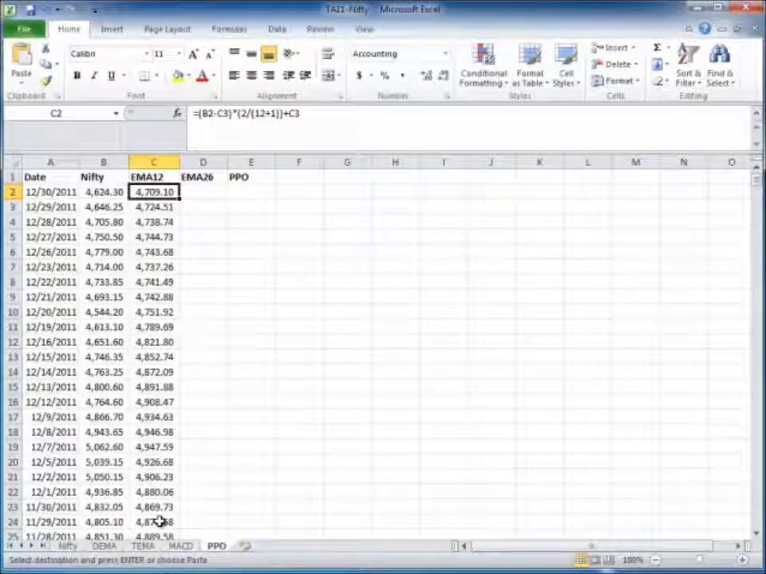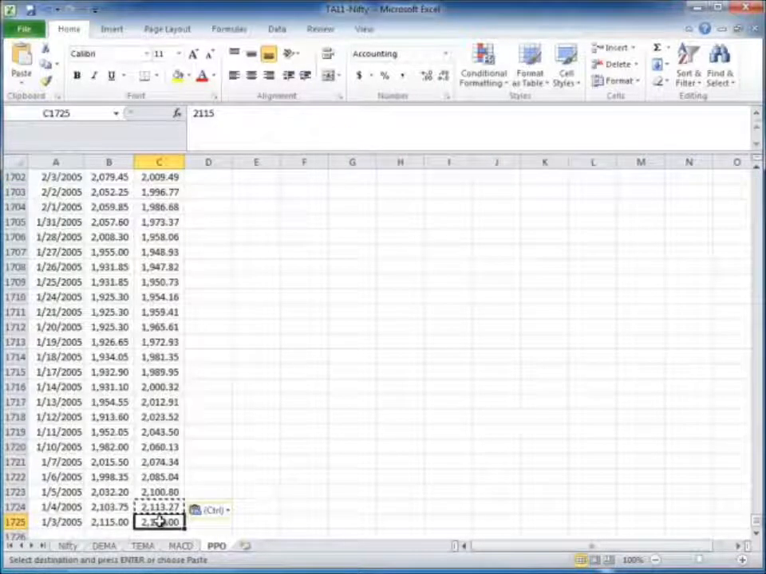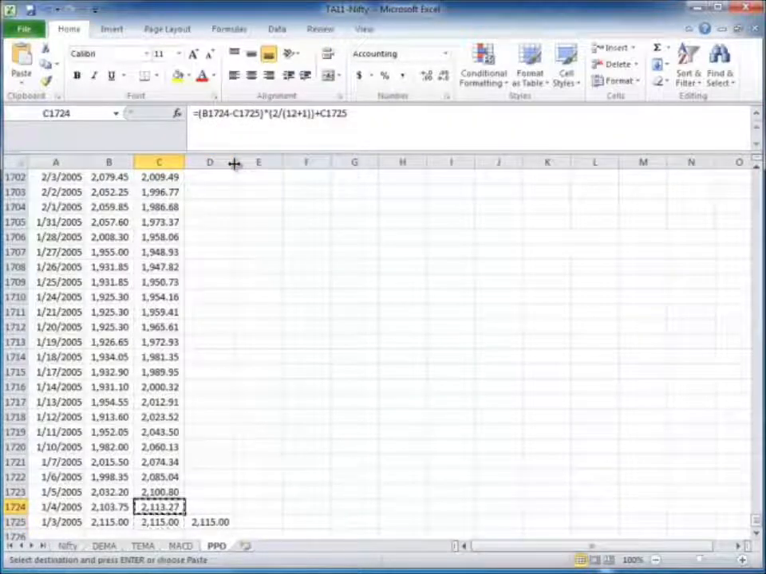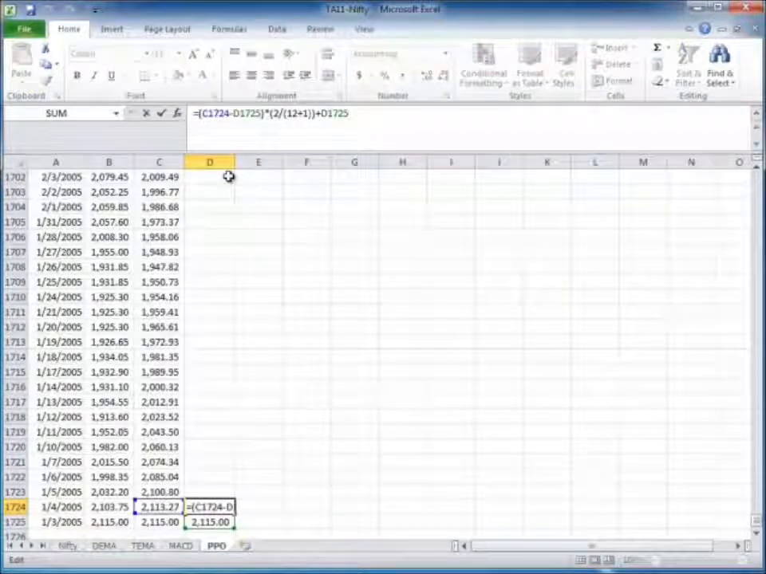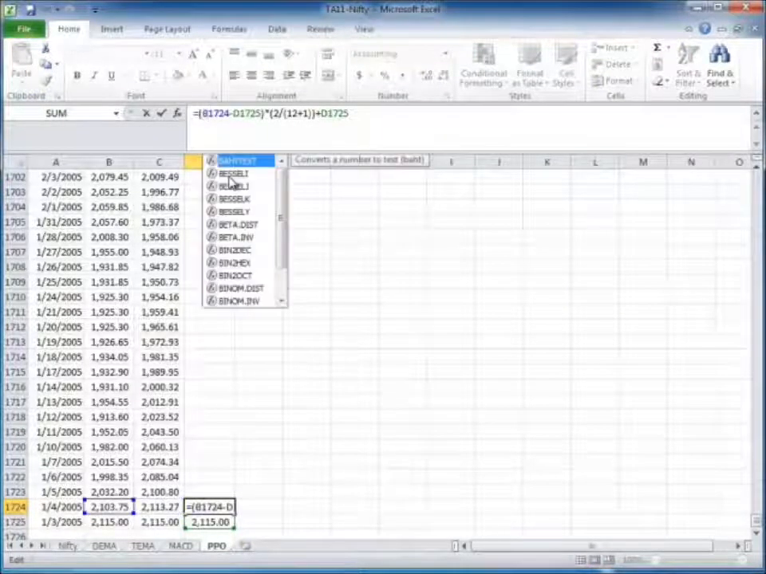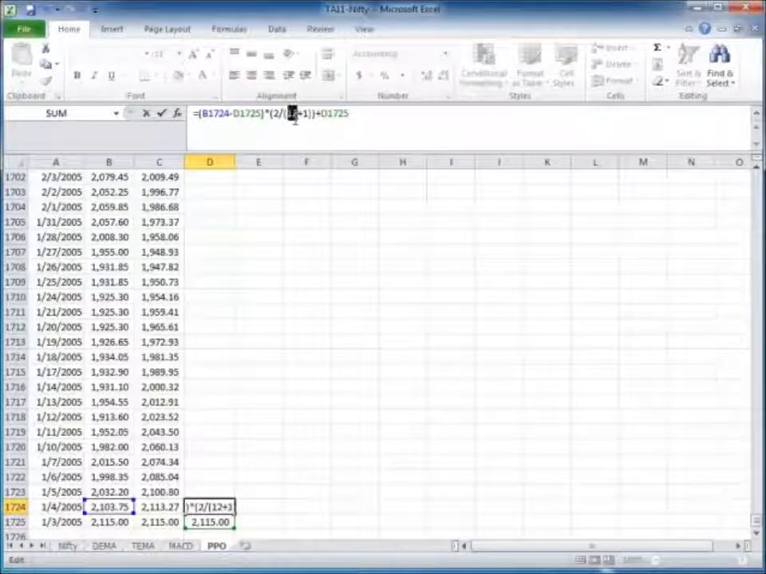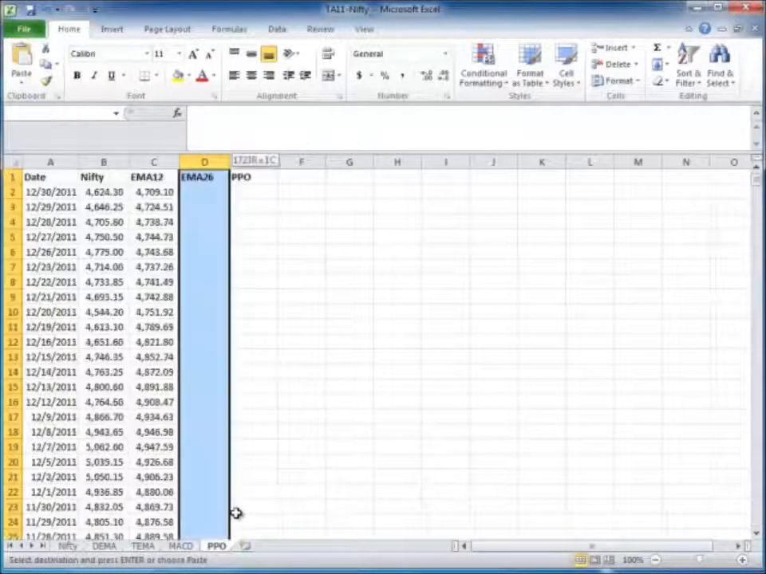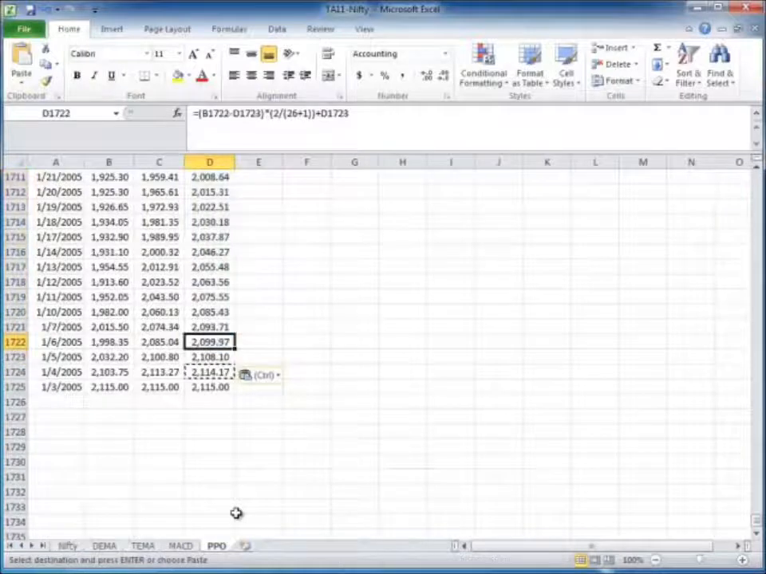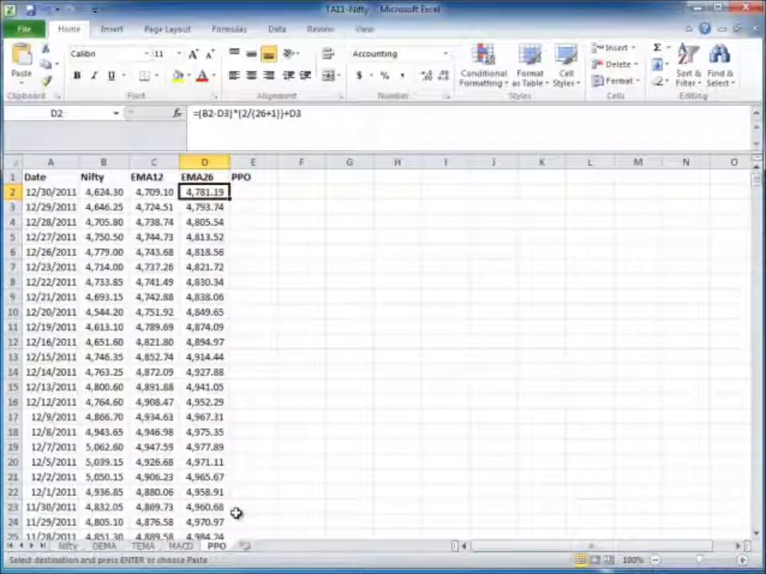The next step, of course, is to calculate the 26-day exponential moving average. So again, we're going to do the same thing. I'm just going to copy the formula across and change a couple of the parameters. We want to be using the initial price, which will be B instead of C. And instead of 12 days, we'll have 26 days. Otherwise, of course, it's the same calculation. So I take this up, copy this across, and now I have my EMA 26. So this is now the 26-day EMA.